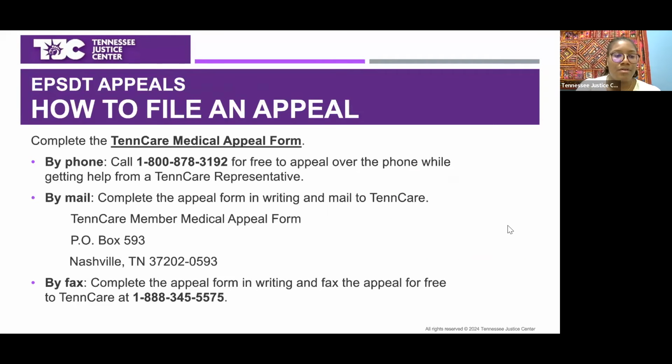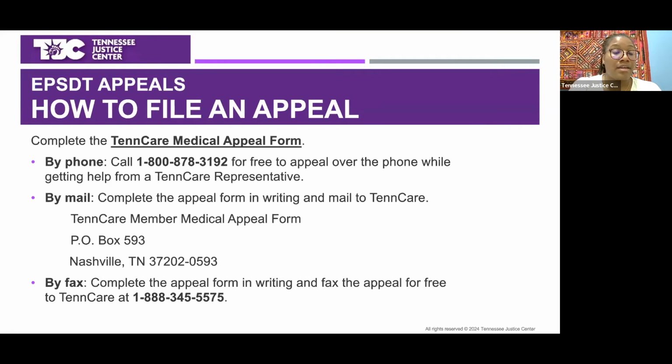So filing an appeal means going through the TennCare medical appeal form. But you can do that in a couple of ways. If you prefer to file an appeal by phone with a TennCare representative to assist you, you can do that. You can call the number that is on my slide for free and appeal over the phone. So you'll get a walkthrough. You'll walk through the questions that I'll go over in a few minutes with a representative over the phone.